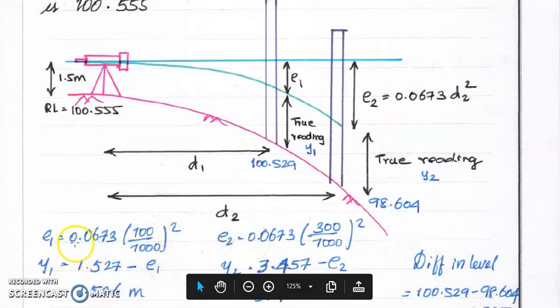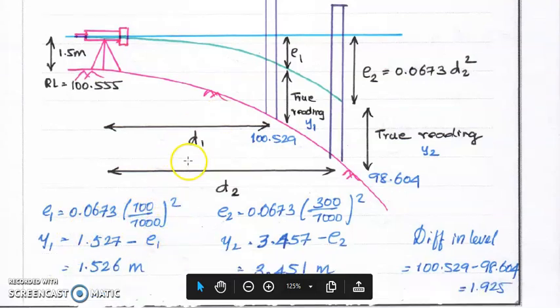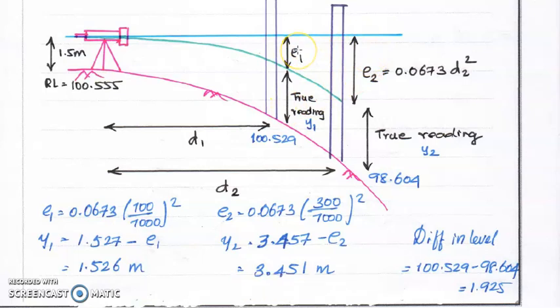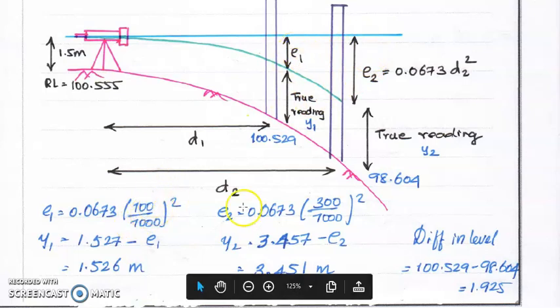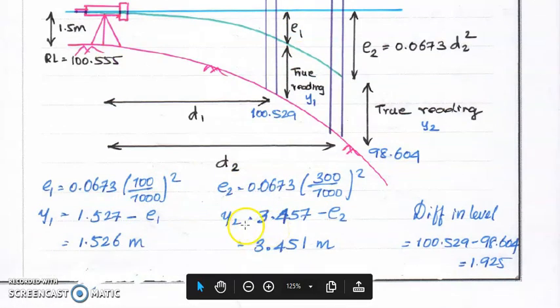With the help of the effect of curvature, 0.0673 d square, you can get E1 from D1 square. From this one you can get the Y1 value. Similarly, you can get the E2 value. From this relation, you can get Y2.